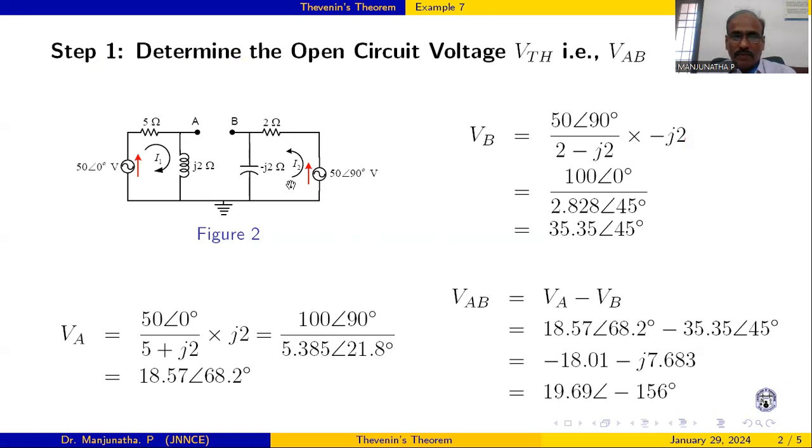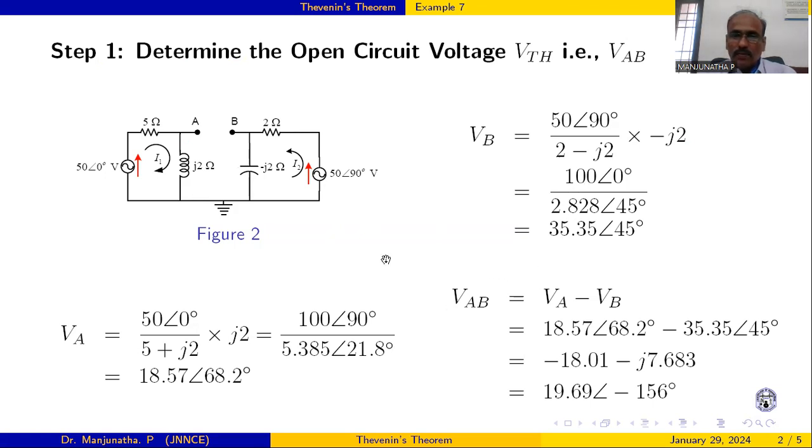Similarly, we will determine VB. What about VB? It is the drop across this minus j2, that is the capacitor. We will find this mesh current or loop current around this loop, then multiply by this minus j2. That is 50 at angle 0 divided by 2 minus j2, that is the current, and the drop across this is minus j2. This is the voltage after simplifying. So convert this rectangular to polar, then simplify it.